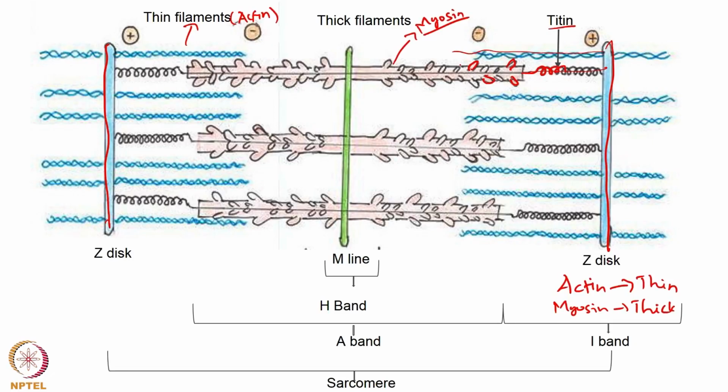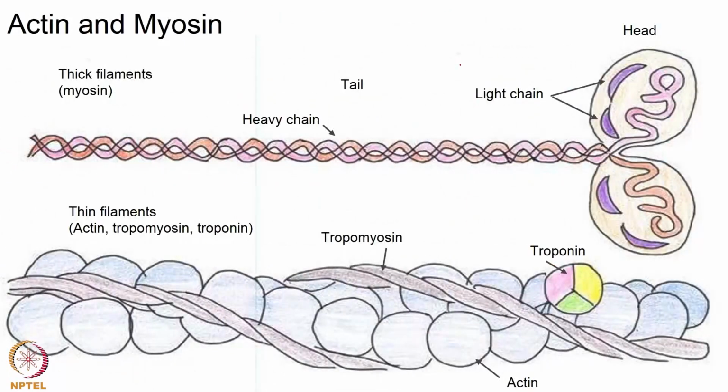Now, what is the thin filament composed of? We need to see that. The thin filament itself is composed of not just actin, but there are other things which are essential for its function. Actin is a crucial component of course, and it contains what are called active sites or binding sites. These are the sites to which the thick filament's head can possibly attach.